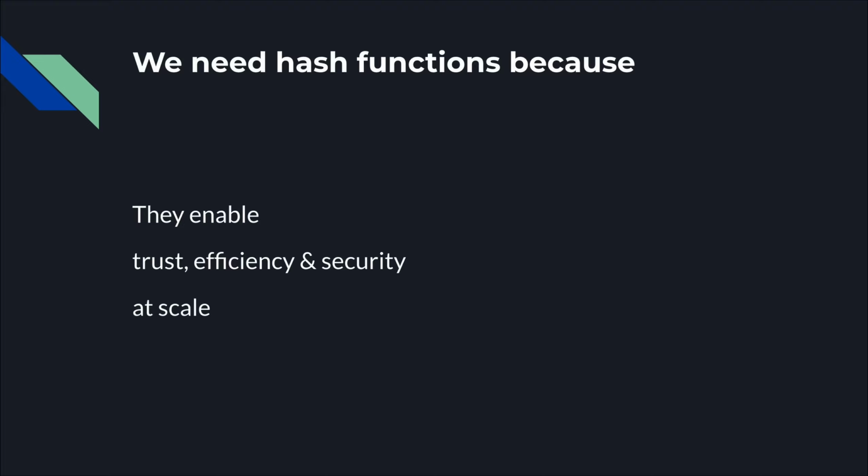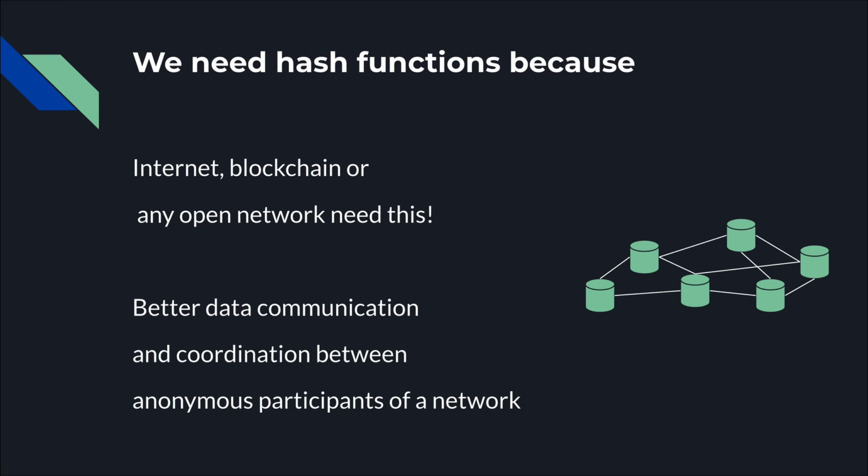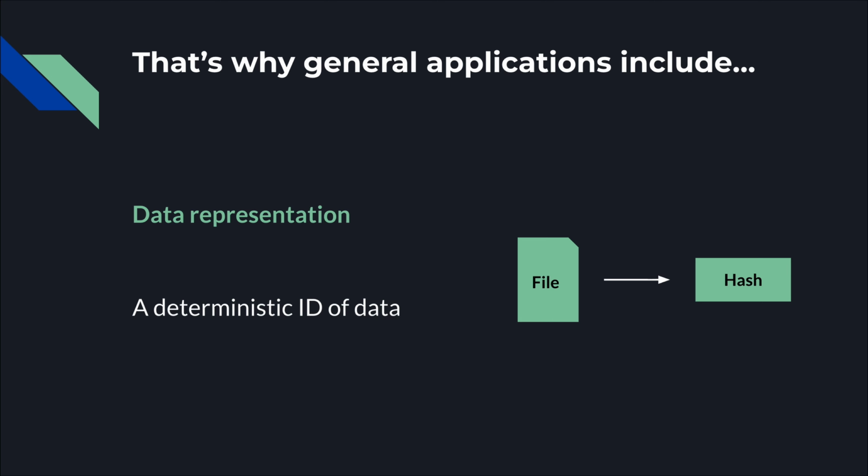We need hash functions because they enable trust, efficiency, and security at scale. Any kind of open network like the internet or blockchain, where there are multiple anonymous participants operating independently across the globe, need some way to trust each other when it comes to data communication and coordinating with each other. That's why the general applications of hash functions include representing data by creating a deterministic ID of a data so that you can communicate the ID over a network and refer to a piece of data.